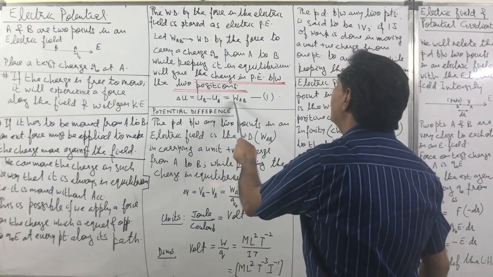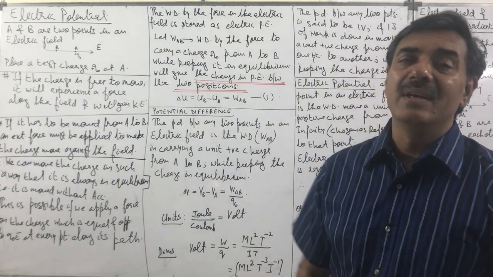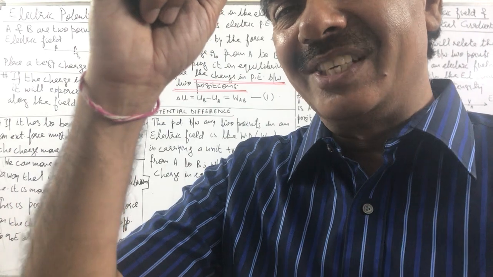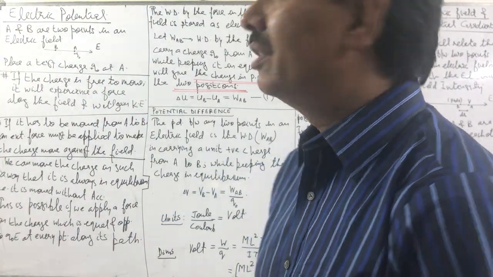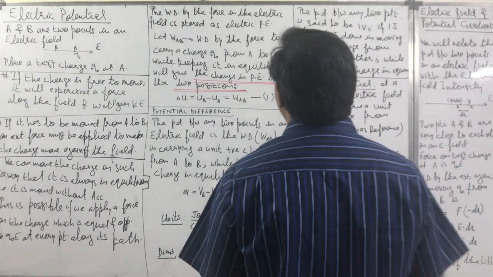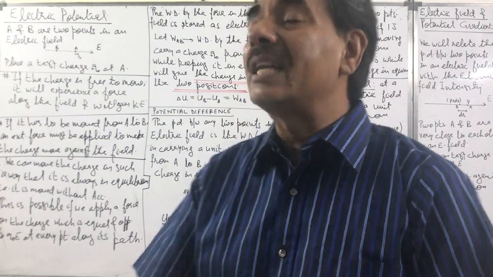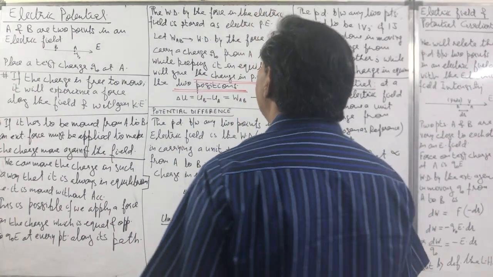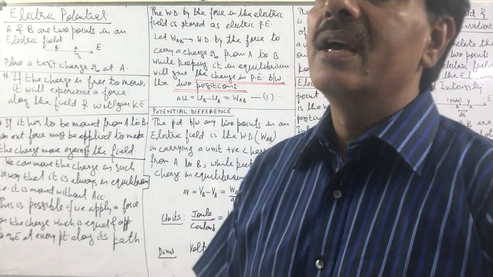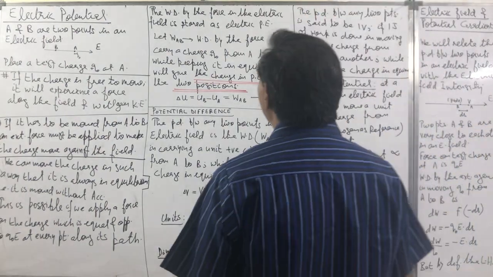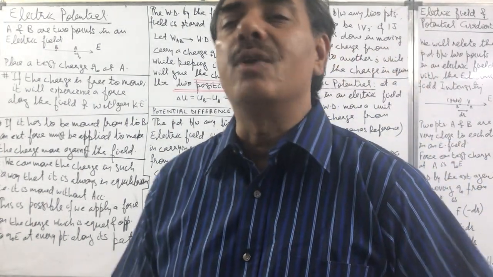This is the work done to move the test charge Q naught from A to B against the field and without acceleration. Means that I have always kept the charge in equilibrium. And that is why it is told as electrostatic potential energy difference. The electrostatic potential energy difference between any two points B and A is the work done to move the test charge Q naught from A to B while keeping the charge in equilibrium.